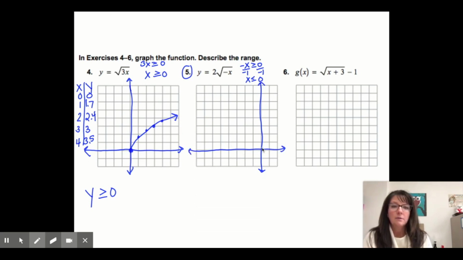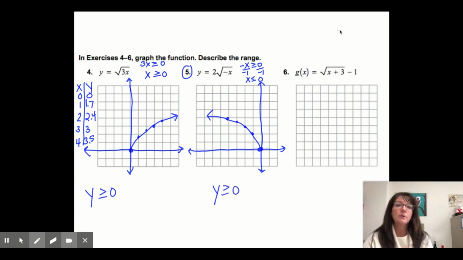I have 0, 0. I have -1, 2. I have -2, 2.8, almost 3. I have -3, 3.5, and -4 and 4. So if I were to draw it, okay, and then my y would be greater than or equal to 0 for my range.